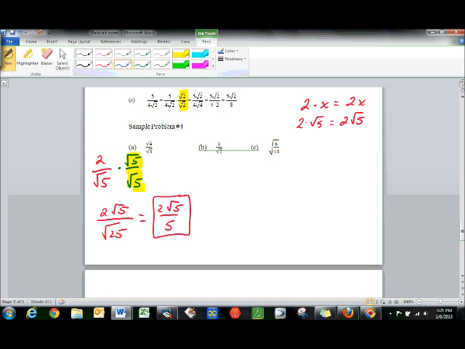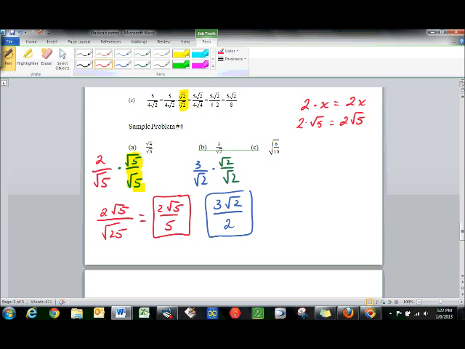Part B, 3 times square root of 2, so we would need to multiply this by the square root of 2 over square root of 2. So we've rationalized the denominator there. That gives us 3 square roots of 2, and square root of 2 times square root of 2 is simply square root of 4, which is going to be 2. So whatever the two radicals are, it's going to eliminate the radical and just give us the whole number underneath there.